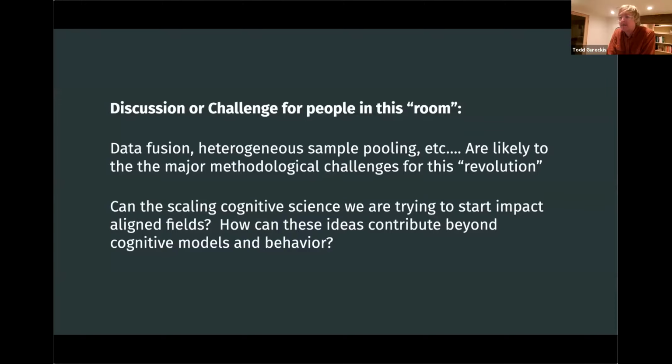But also, it's interesting to think about, when we talk about scaling cognitive science, whether we can impact aligned fields like cognitive neuroscience. Can these ideas contribute beyond simply better refining cognitive models and behavior, so that we can show the value of this approach by showing that it can also improve aligned fields like cogneuro?